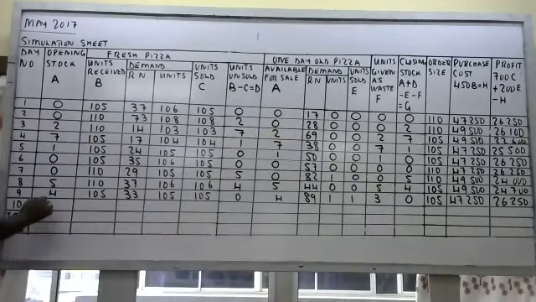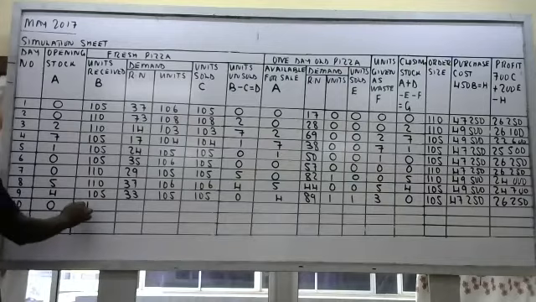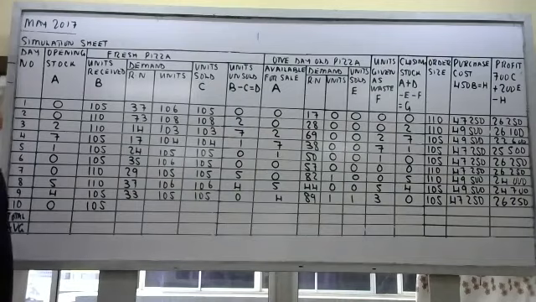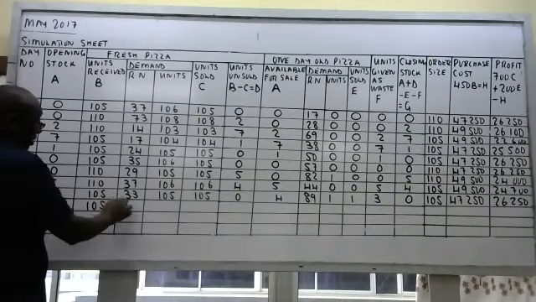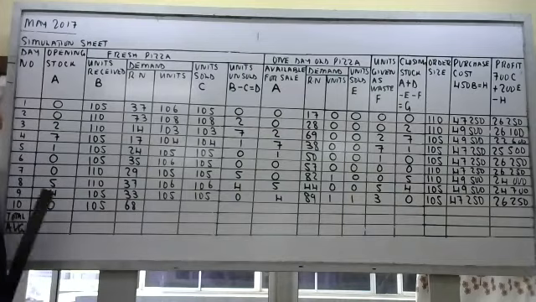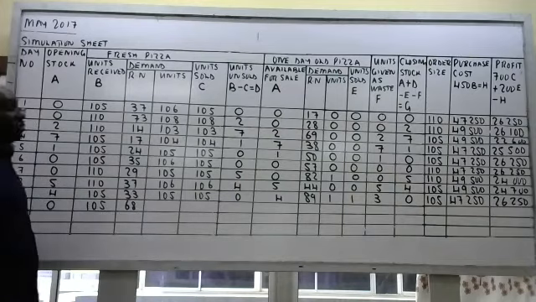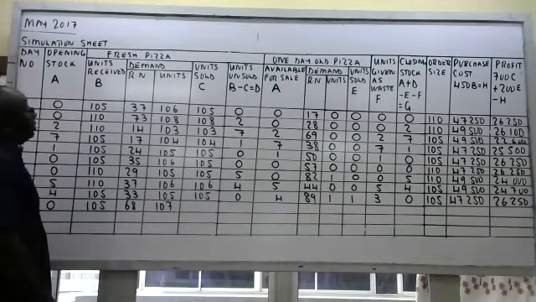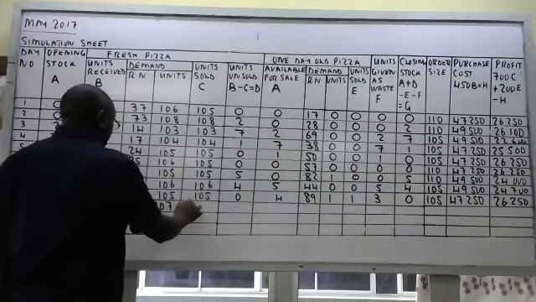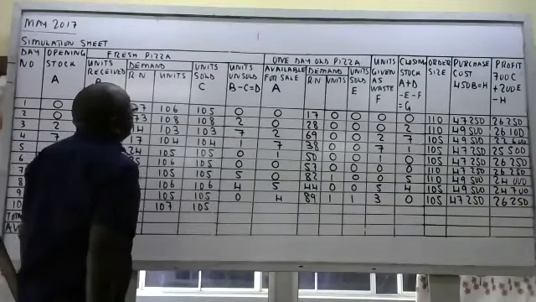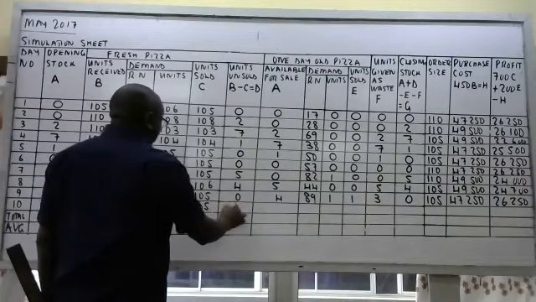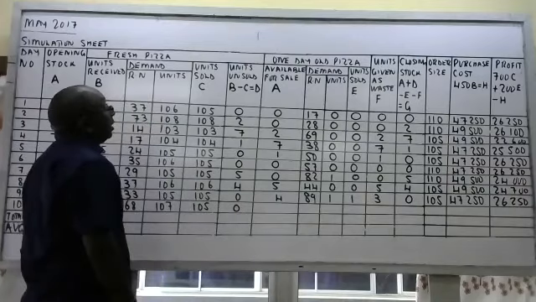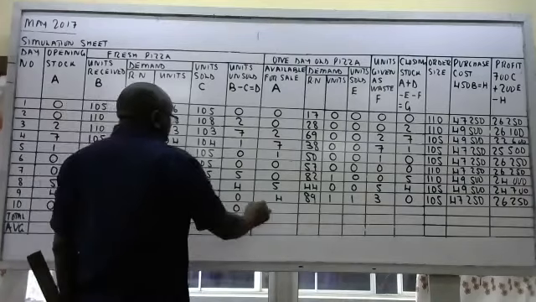So hiyo ndio tunafungua nayo hapa. Tulikuwa tumeweka jana ya 105. Tunapata leo random number 68. That is how many units? 107. So how many do we sell? 105. Nothing remains unsold. The available for sale is 0.